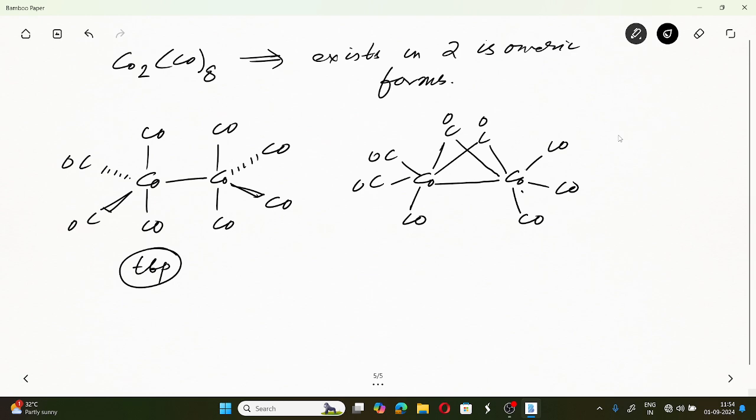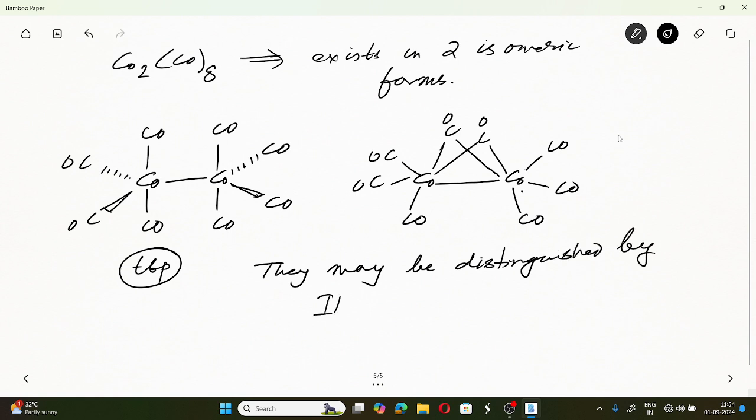And we will discuss that they may be distinguished by IR spectroscopy. So we will come to this. Regarding the structure of Co4(CO)12, we are not discussing it.